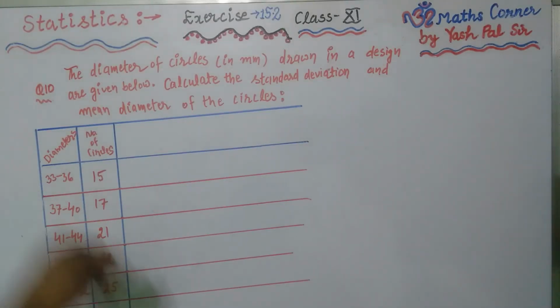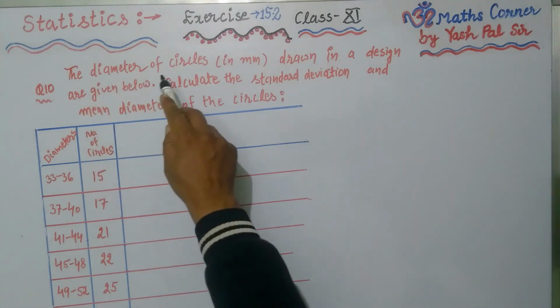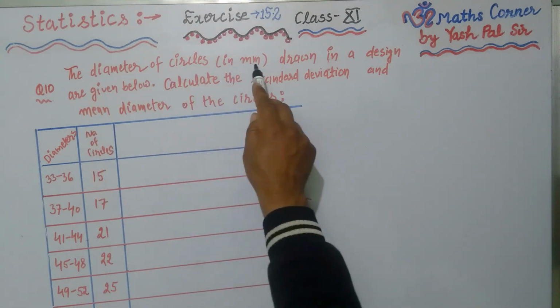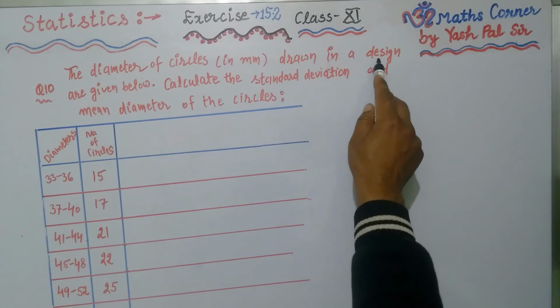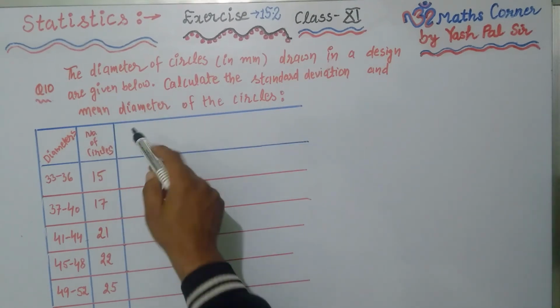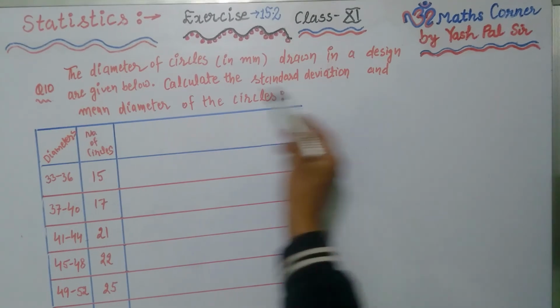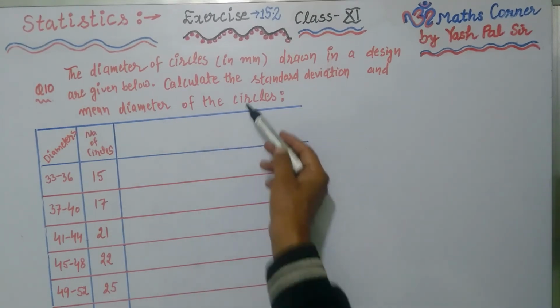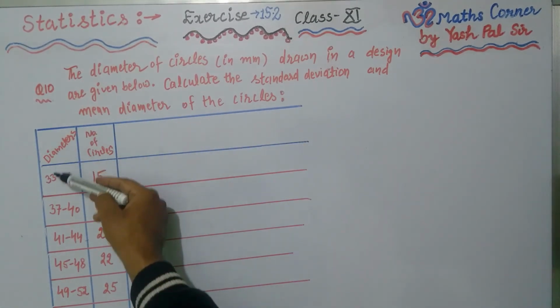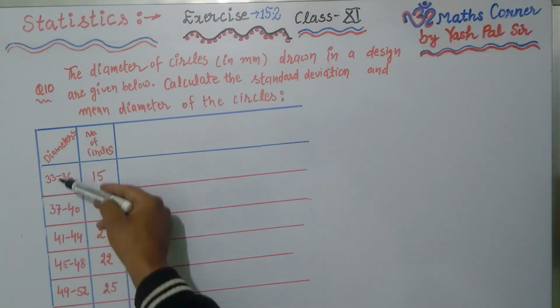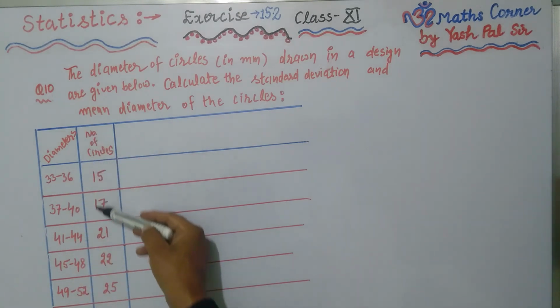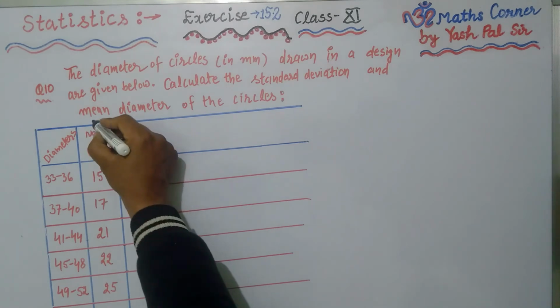Now this is the last question of the exercise, question number 10. The diameters of circles in millimeters drawn in a design are given below. Calculate the standard deviation and mean diameter of the circles. Diameters, the range is given here. Number of circles, we can say this is fi.